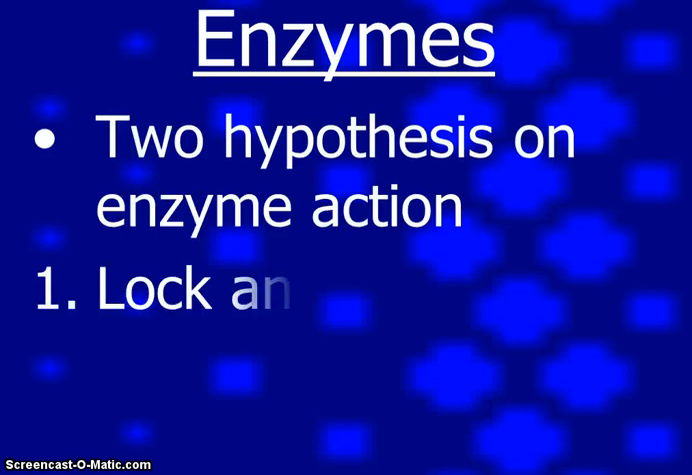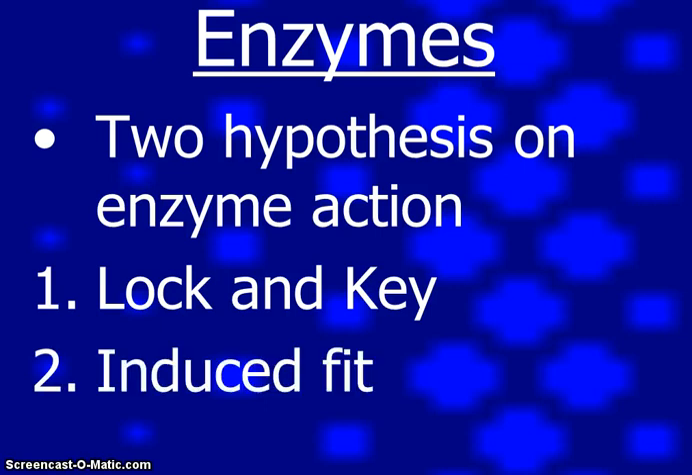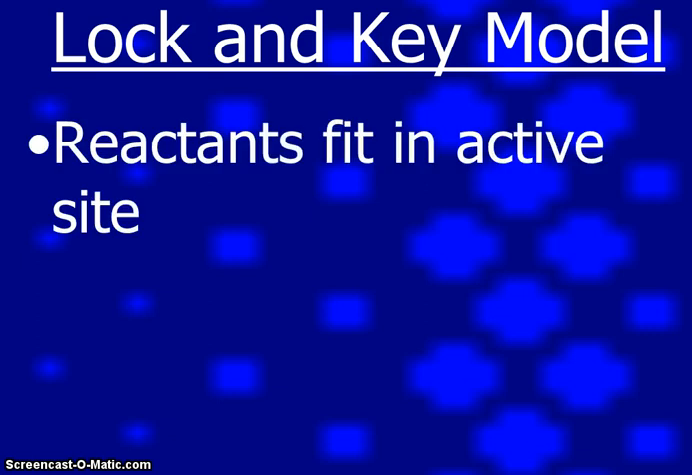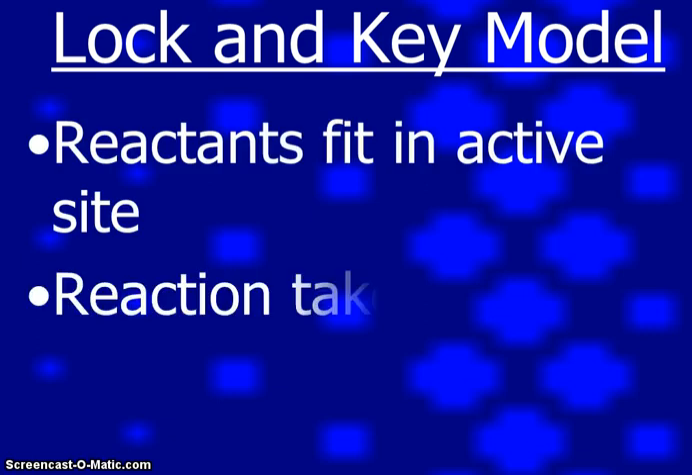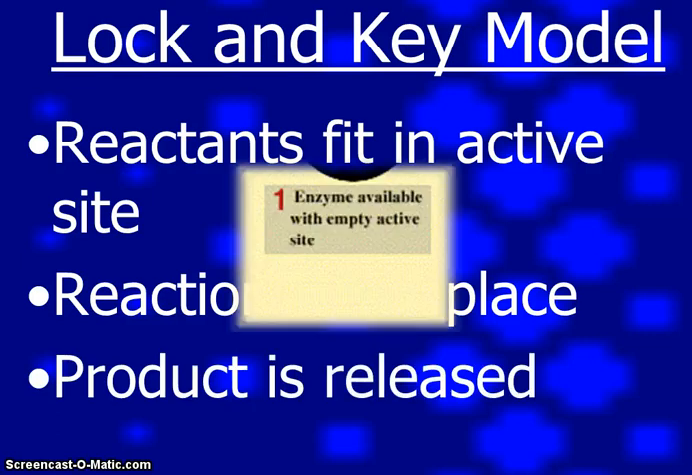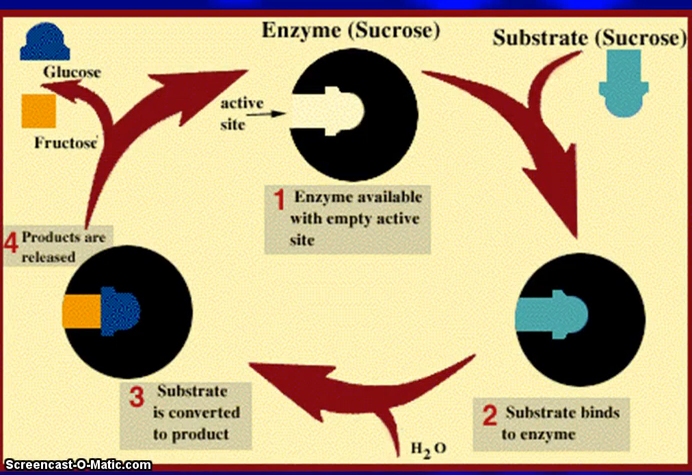Okay, there are two ways that enzymes work, or at least two hypotheses on how they work. The first is a lock and key, and the second is called induced fit. For the lock and key model, it's just like everyone has a particular key that will open up their particular house or their car door. Okay, so reactants are going to fit into the active site, very specific. Reaction will take place, product is released. Again, it's an exact fit.